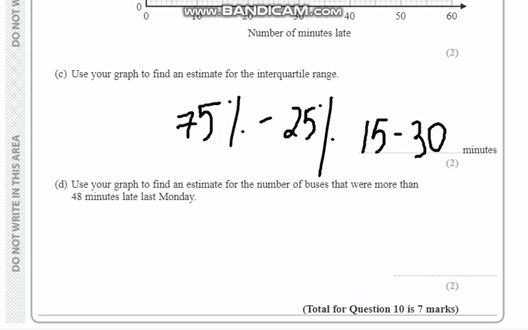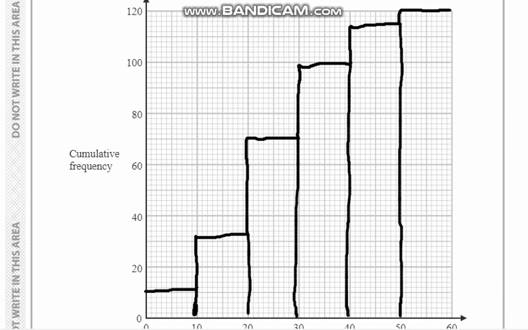And now the last part states: use your graph to find an estimate for the number of buses that were more than 48 minutes late last Monday. So we have our graph here, and I'll mark 48 from here. That's 40, 41, 42, 45, 46, 47, 48, and yep, that's it. That's 48 from there. And we need to tell how many buses were late after 48 minutes.